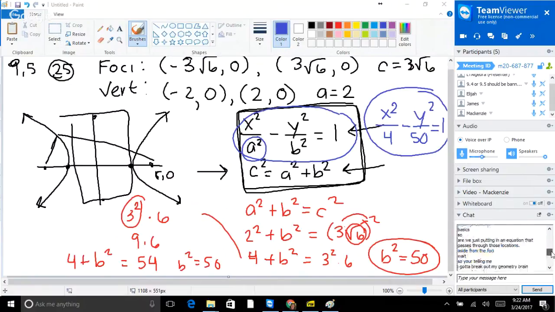I think it's easy to solve. Okay, what was the other one? Sorry, I lost it in there. 35?